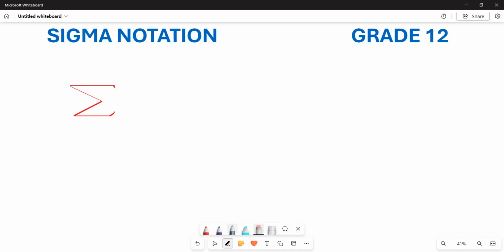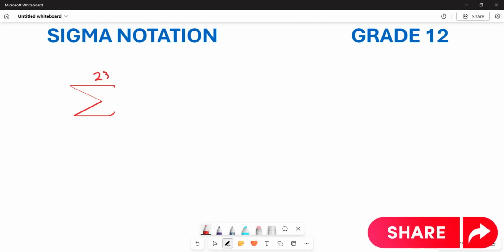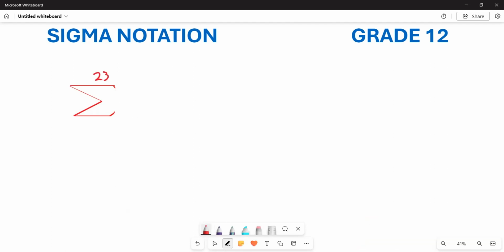So now, in the next sigma notation, let's say you are given 23 here, and then n equals 3, and here you are having 2n subtract 3. We want you to calculate the sigma notation. What is it that you are going to do here?